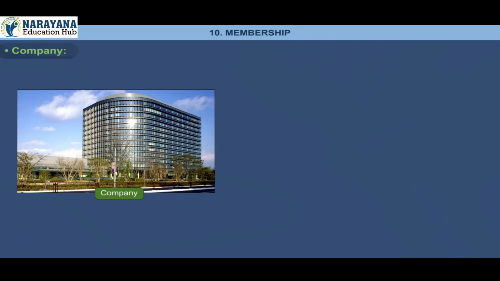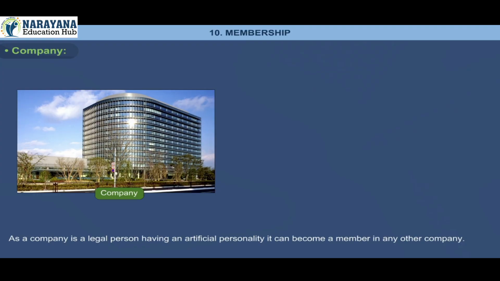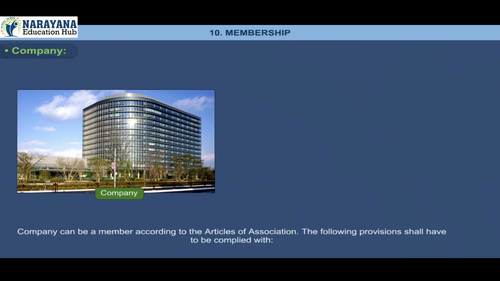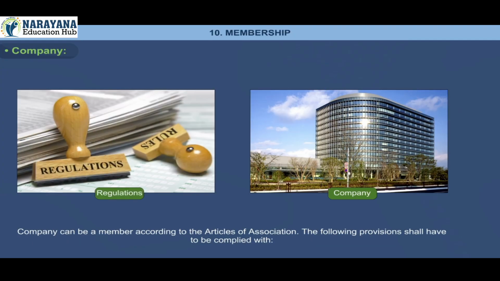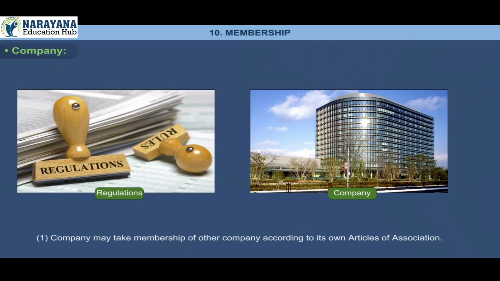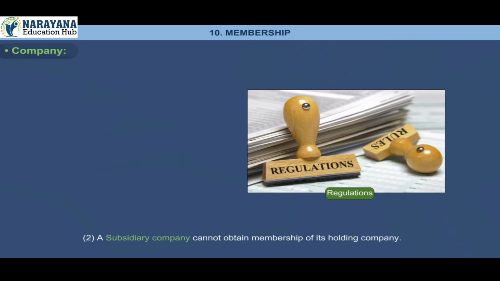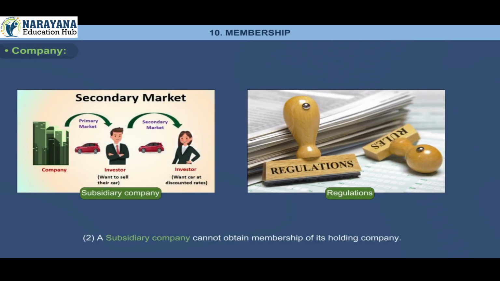Company. As a company is a legal person having an artificial personality, it can become a member in any other company. A company can be a member according to the Articles of Association. The following provisions shall have to be complied with. 1. A company may take membership of another company according to its own Articles of Association. 2. A subsidiary company cannot obtain membership of its holding company.